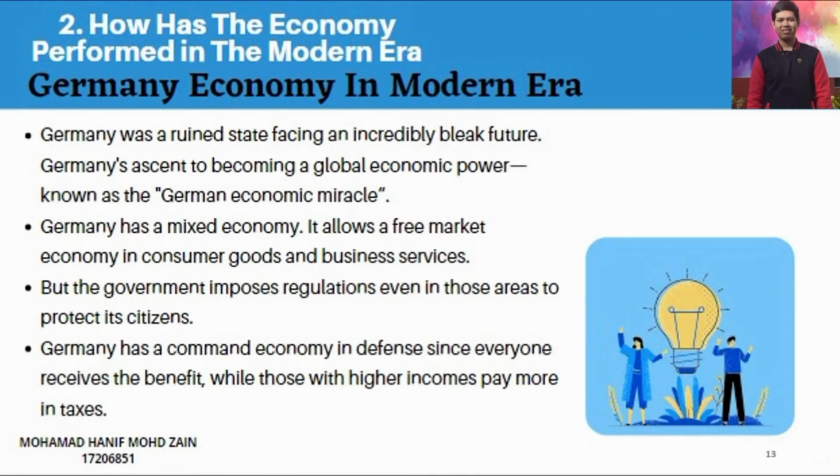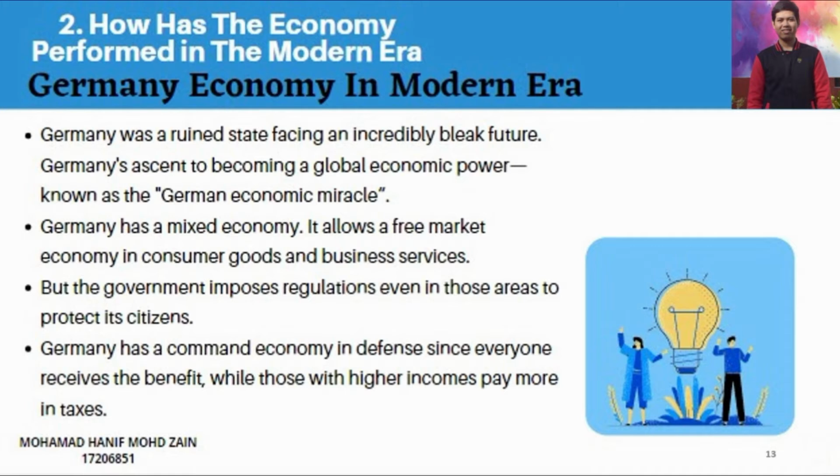Germany's economy in the modern era. Germany's ascent to becoming a global economic power, known as the German economic miracle, has its origins at the end of World War II, when much of the country was ruined.